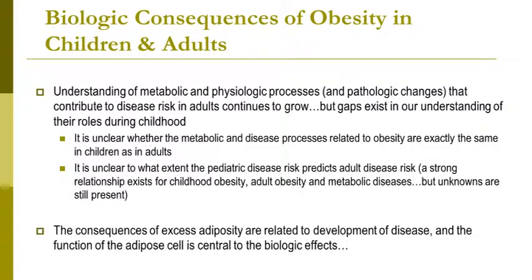This is an evolving problem. So we need to have an understanding of how these differ in children as opposed to adults. And we're still trying to learn all that we can about how the extent of pediatric disease related to obesity and overweight predicts adult disease. And so we need to find out a little bit more about the function of the adipose cell and how that's related to these biologic effects, and in particular to the visceral adiposity.